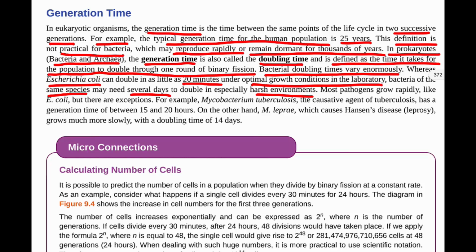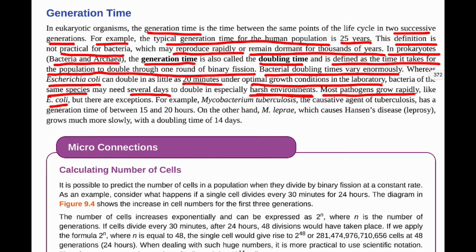But if we took E. coli and put it in a refrigerator, or in some intense heat, an example of harsh environments, then it may take much, much longer. For example, several days if we put it in a refrigerator. Most pathogens grow rapidly, like E. coli, so 20 minutes, very fast, and most of them are fast like that. But of course there are exceptions to that.